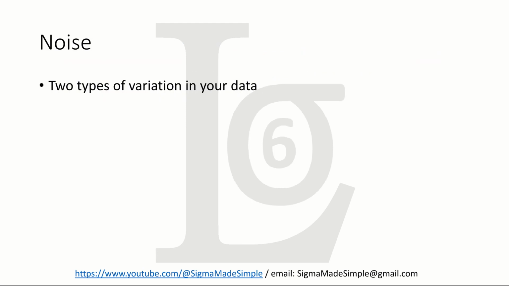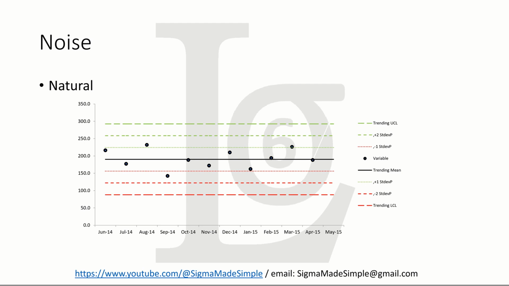So next, you must also know that there are two types of noise or variation in every process. There's natural noise, which is the natural variation in your process, and it can be ignored for the most part. Notice how all the points on the graph here are within all the lines.